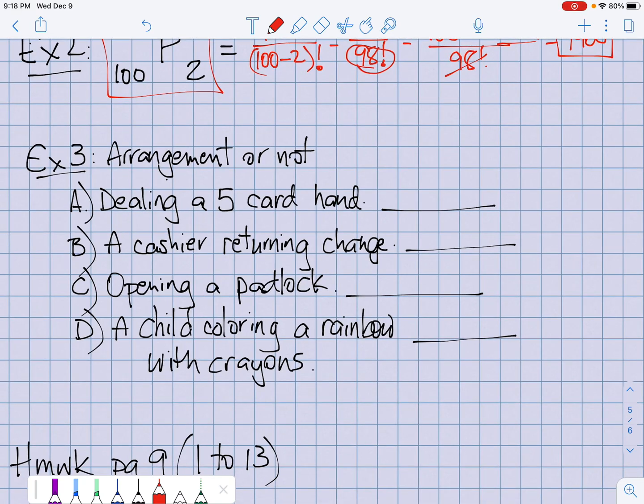I want to close up here just with looking at examples, whether they're arrangements or not. It's going to be really important that you decide that. If you're dealing a 5-card hand in a game, is order important? And the order is not important in this case because when you get the hand, you can shuffle those in your hand however you want. Now, some people will say, well, you need to have them in your hand in a particular order, and that's true. But when they're dealt to you, it doesn't matter how you get them, what order.